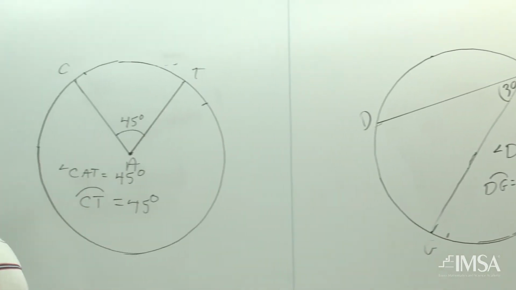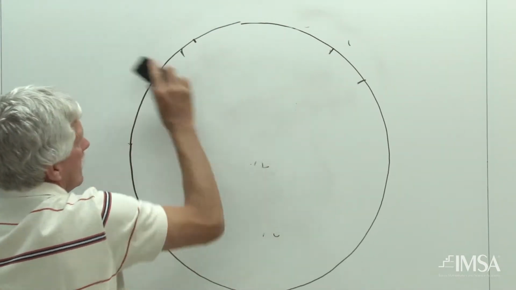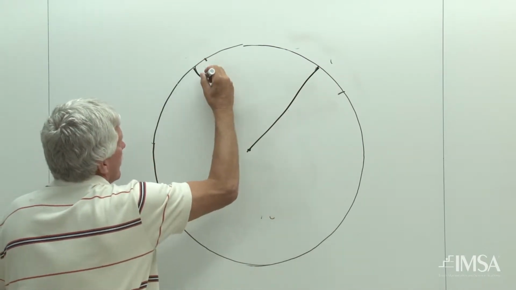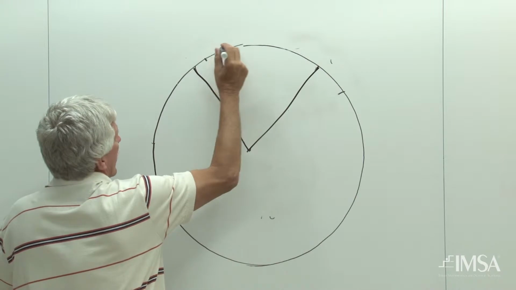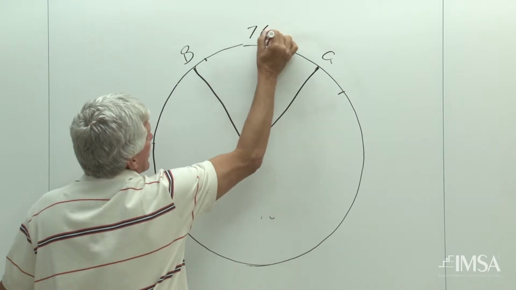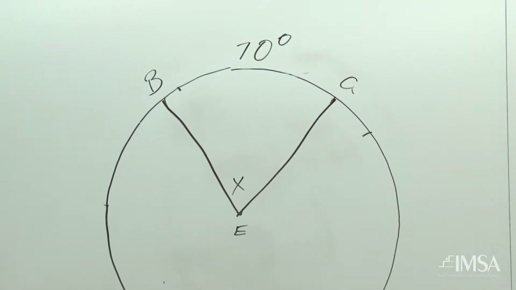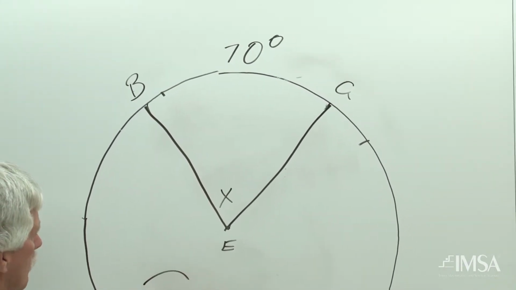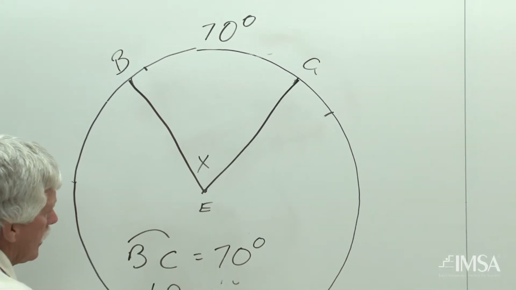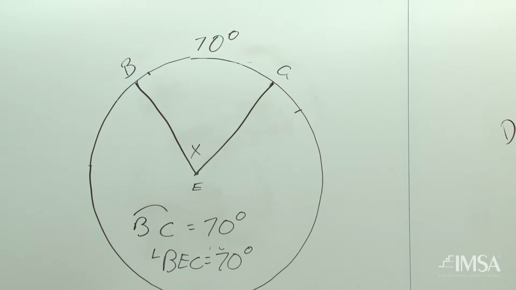So with a quick erasure over here, I will draw in another central angle. And I'll just draw the lines in. If I know that this arc, BC, is 70 degrees, then this central angle would again have the exact same size. It would be 70 degrees. So if arc BC is 70 degrees, then angle BEC is also 70 degrees. So you can see that relationship between them.